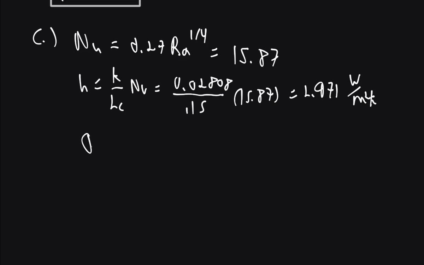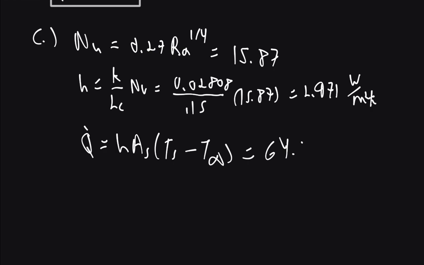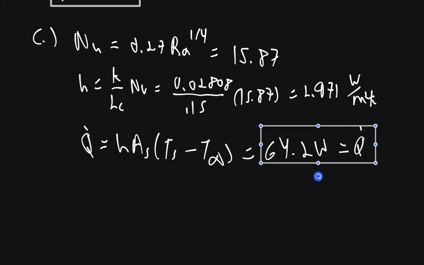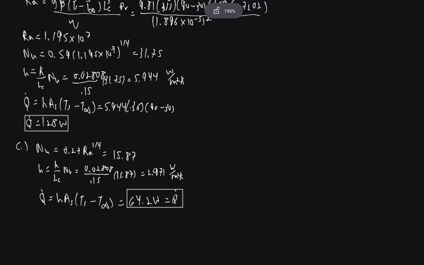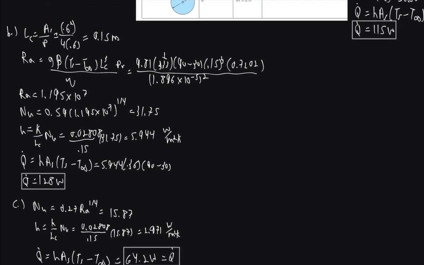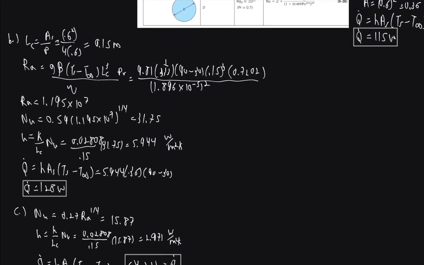And then we get that Q dot. The only thing that changes in this equation is h. A stays the same, Ts stays the same, T infinity stays the same. 64.2 watts. So the power drastically changes depending on the orientation of the plate. Not a particularly difficult question, it's just a very time-consuming one.